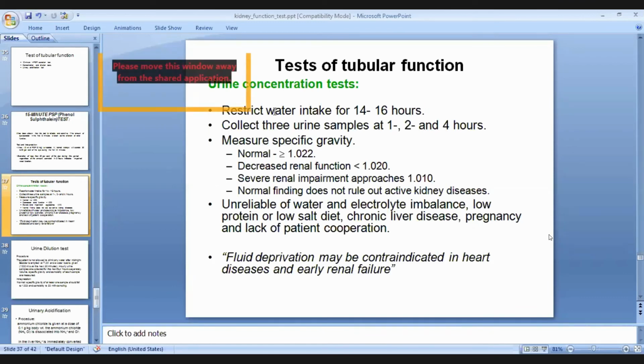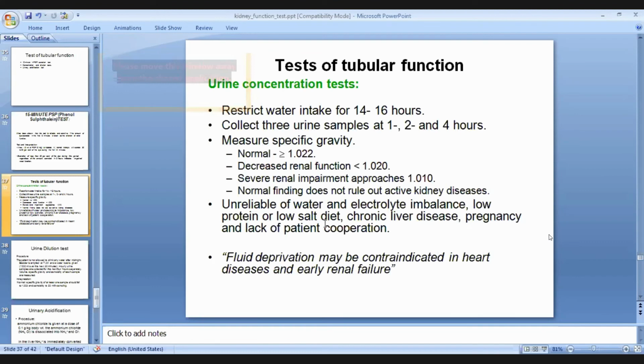First, water restriction should be done. Normal will be greater than or equal to 1.022. Decreased renal function if the specific gravity is less than 1.020. This means the kidney should be able to concentrate the urine, because we want to see how much the kidney is able to concentrate, and we are restricting the water intake.